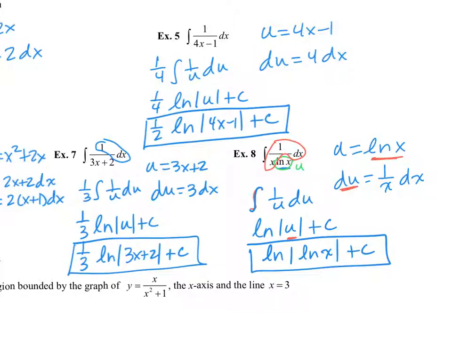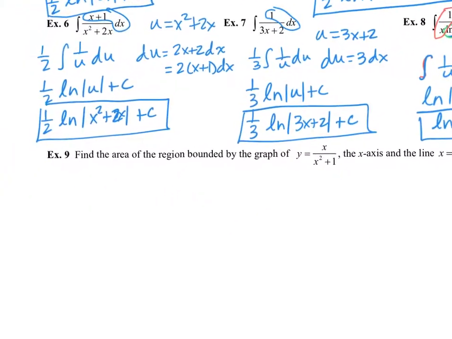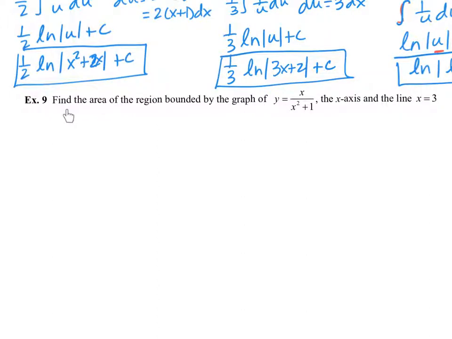All right, and then this next example, the problem says, find the area of the region bounded by the graph of y equals x over x squared plus 1, the x-axis, and the line x equals 3. So you should have seen enough of these examples by now that you realize we're really being asked to find a definite integral. We're being asked to find the definite integral from 0 to 3 of the function x over x squared plus 1 dx. All right, so now let's see if we can use u substitution to do that.